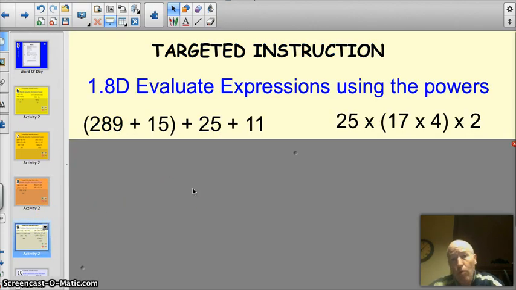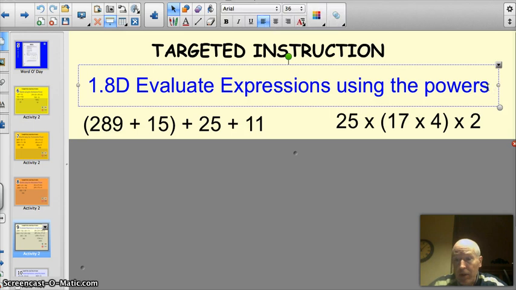All right, the next target, 1.8d, that's evaluating expressions using the powers. It's important to remember on this portion of the test that you do not need to rewrite the expression using any of the different properties that we've talked about. This should be evaluate using the properties. Sorry.